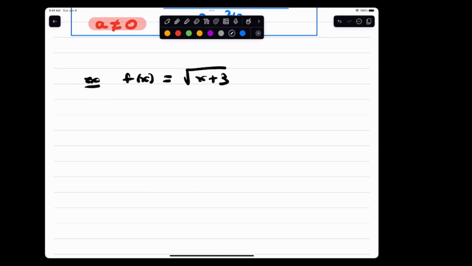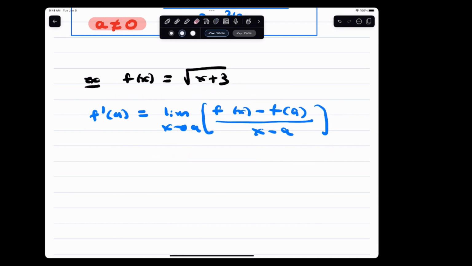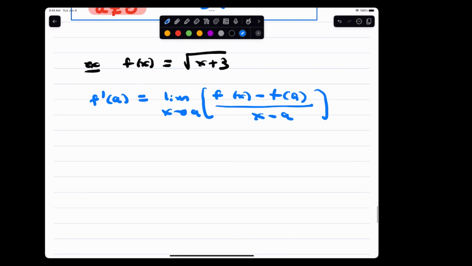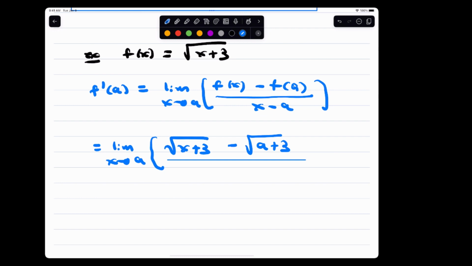Okay, we're going to find f prime of a. Limit as x goes to a, this is what? F of x minus f of a over x minus a. So, okay, let's use the definition, right? So we're going to practice that. Here's the limit. X goes to a. Now, f of x is already given, so that's going to be what? Square root of x plus 3 minus square root of a plus 3, everything over x minus a.